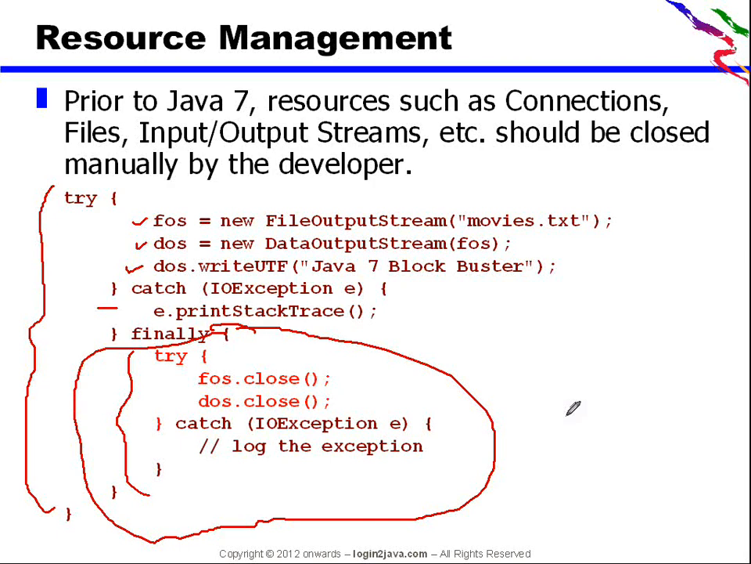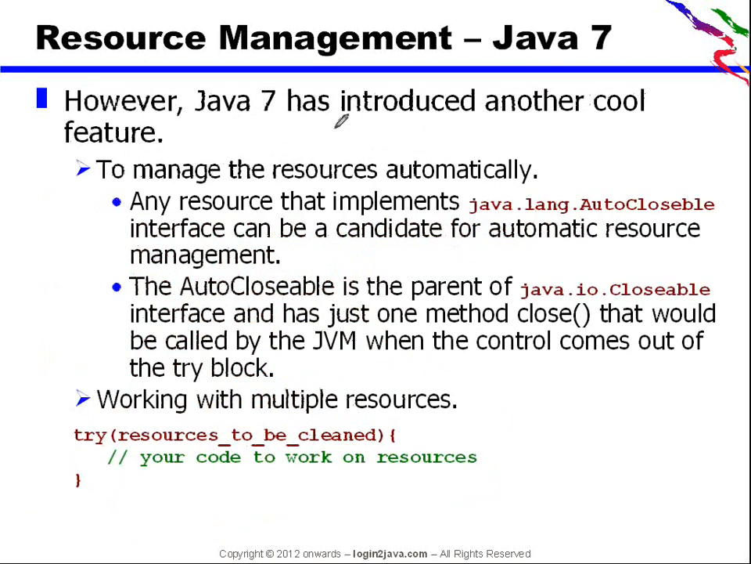Let's see. However, Java 7 has introduced another cool feature to manage the resources automatically. Any resource that implements the java.lang.AutoCloseable interface can be a candidate for automatic resource management. Automatic resource management. A new interface has been introduced.